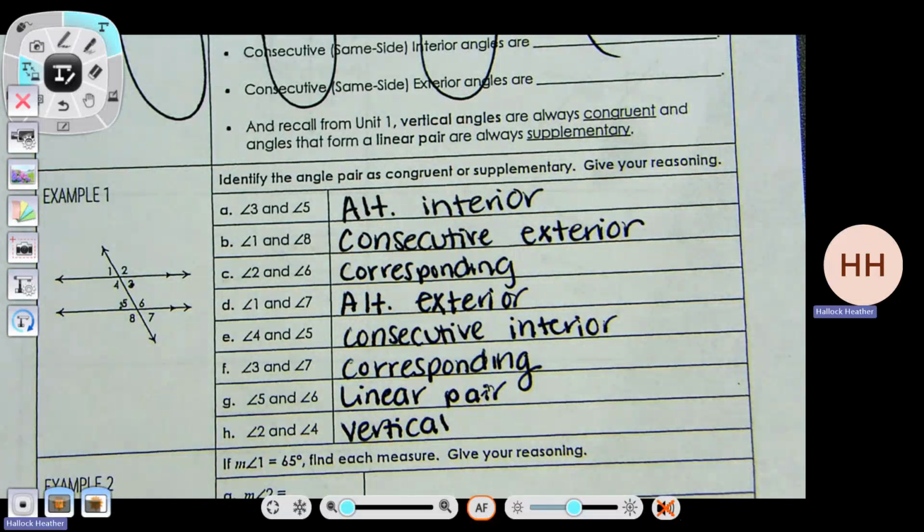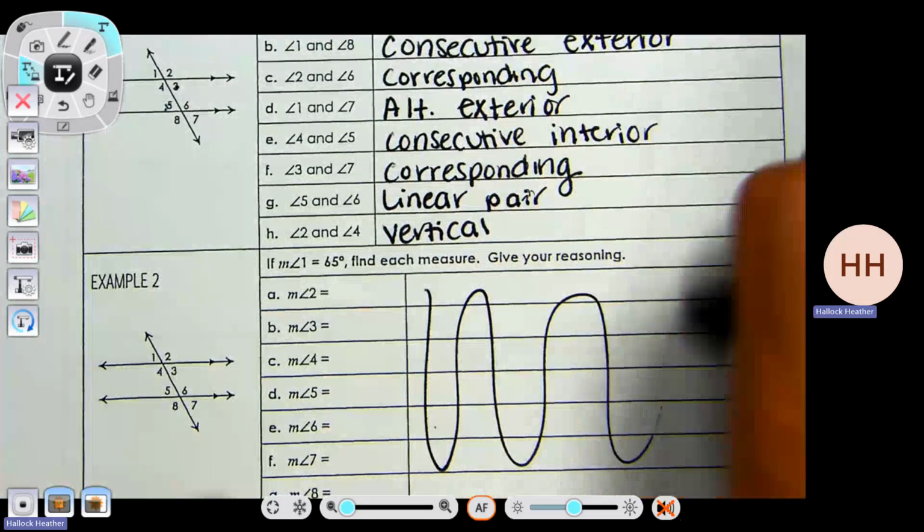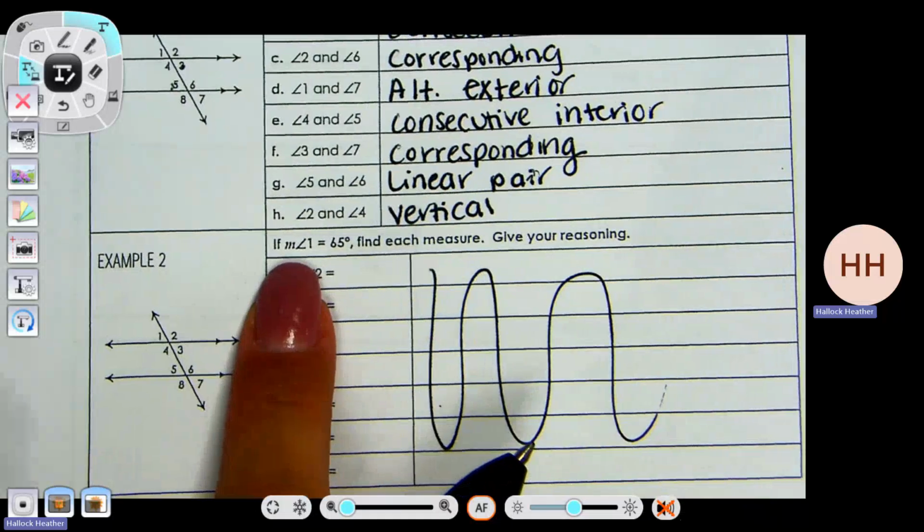Okay, example 2. We are not going to do the reasoning part because you could technically use all of these vocab words depending on which way your brain is thinking. So I don't want to give the reasoning for this, but we are going to fill out the math part. It says if the measure of angle 1 is 65 degrees, you basically need to find every other angle measure. It's like a puzzle.